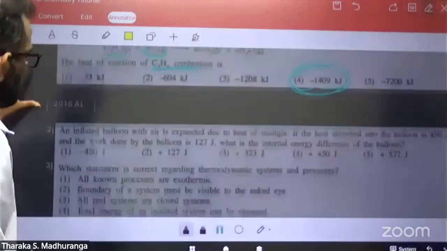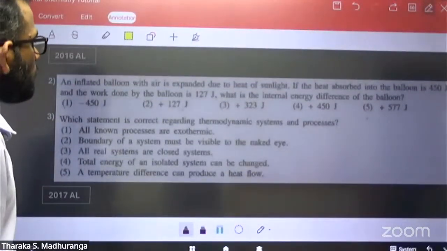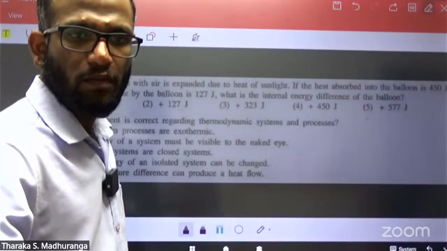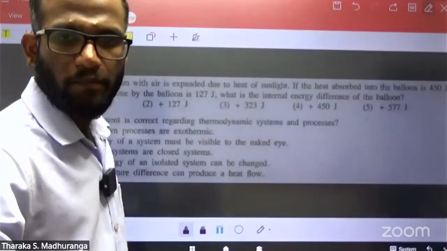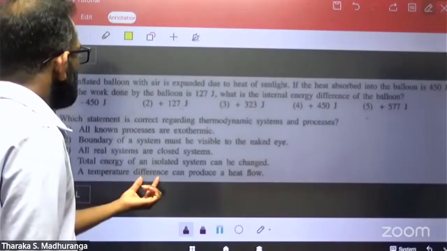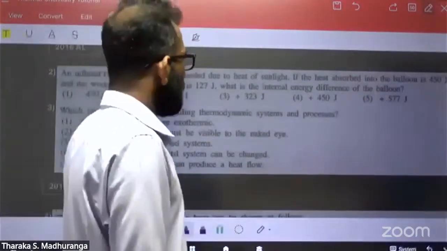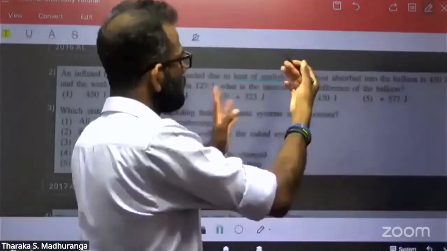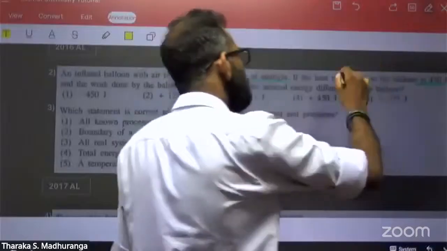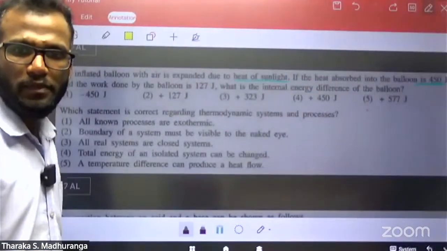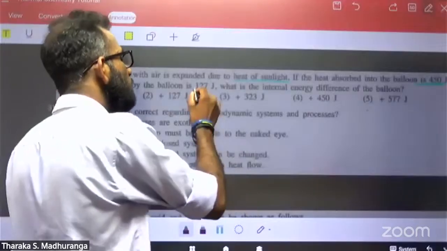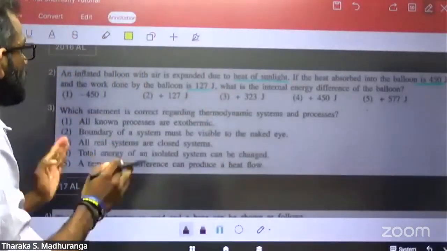Okay, let's go to question number 2. An inflated balloon with air is expanded due to the heat of sunlight. If the heat absorbed into the balloon is 450 joules, and the work done by the balloon is 127 joules, what is the internal energy difference of the balloon?